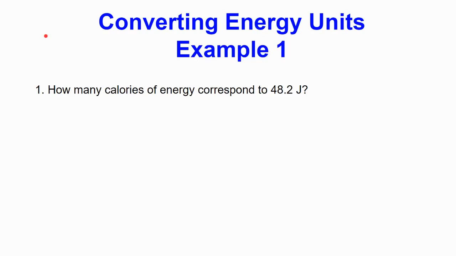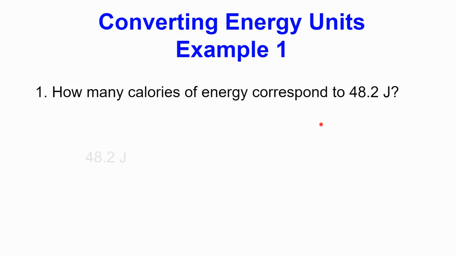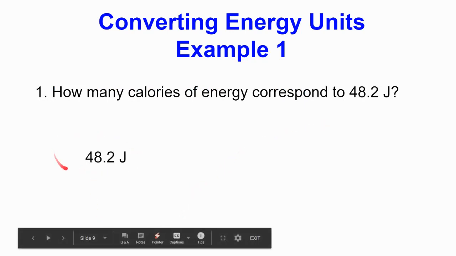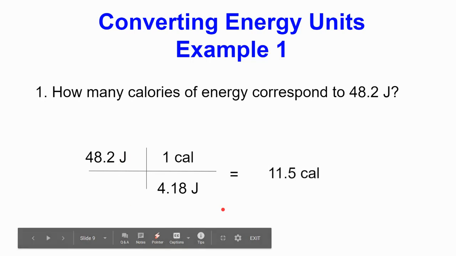All right, so here's an example question. How many calories of energy correspond to 48.2 joules? So you're going from joules to calories. Start out with your given, just like we've always done with our stoichiometry. Start a little table and put in our conversion factor right here. We have 4.18 joules to one calorie. The joules are going to cross out, and you're going to get an answer in calories. So 48.2 joules is equal to 11.5 calories.